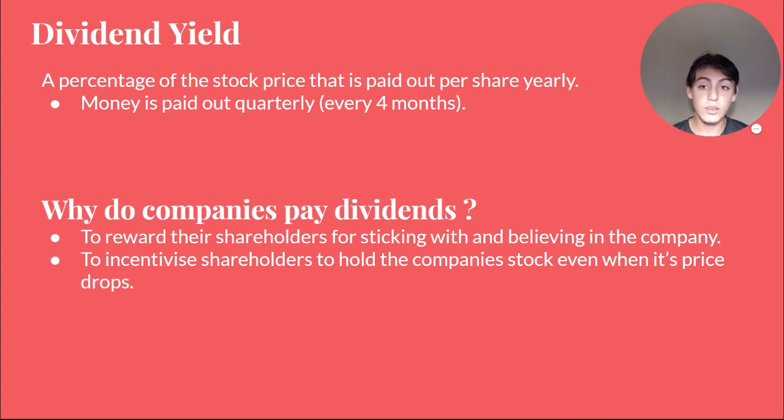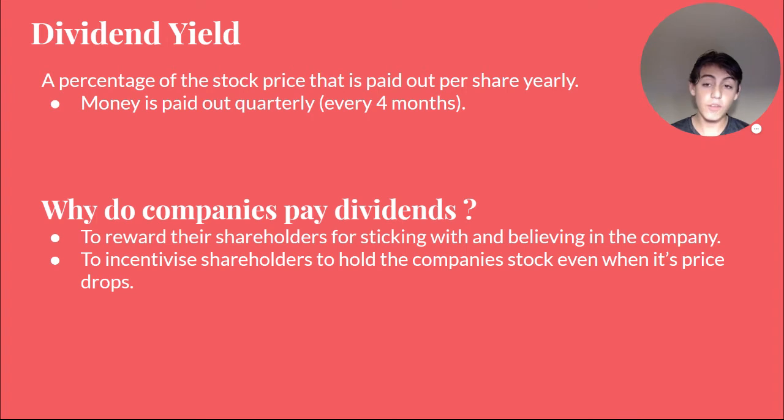The dividend yield is a percentage of a stock price that is paid out per share yearly. The money is paid out quarterly, which is every 4 months. As an example, a $100 stock can pay a $5 dividend yield. This means that every year, each share pays out $5 to its owner.